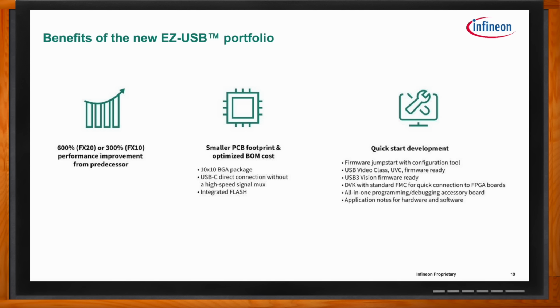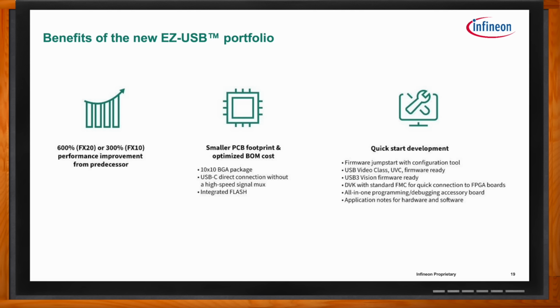The second benefit from this portfolio is we offer a very small package, the 10 by 10 BGA package. With the new product family, you can support the USB-C direct connection without an additional high-speed MUX. With integrated flash, you further save on your total BOM cost.